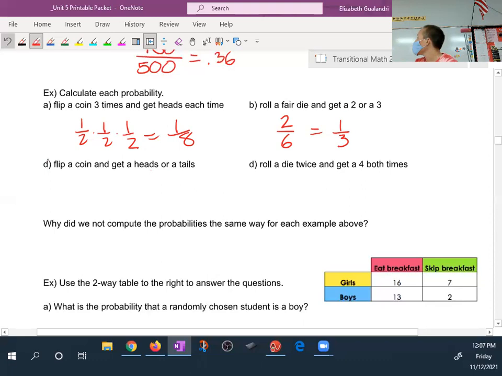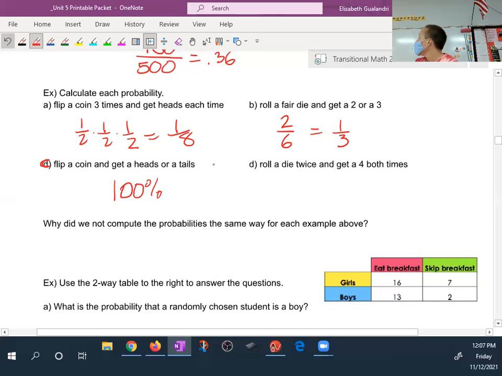Flip a coin. We're going to call this part C here. We're going to refer to it in a second. Flip a coin and get a heads or a tails. It's an interesting question, right? Yeah, it is 100% here. You're flipping a coin, you're doing 1 event, but you're getting a heads or a tails, and it doesn't matter, so you have a 100% chance of doing it.